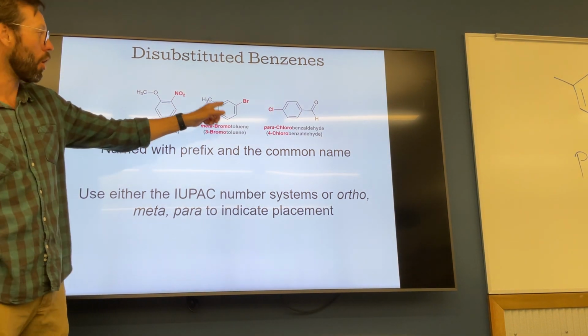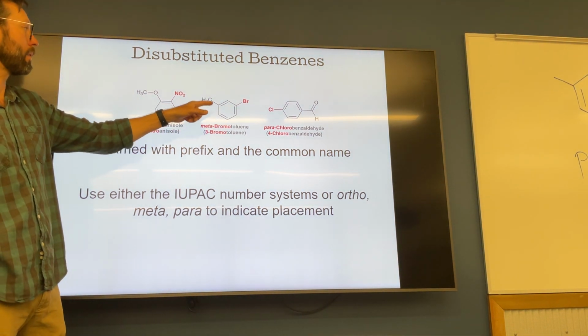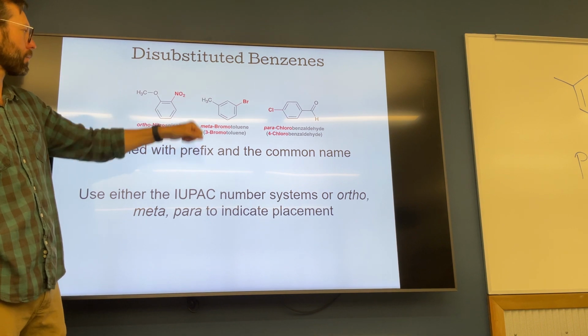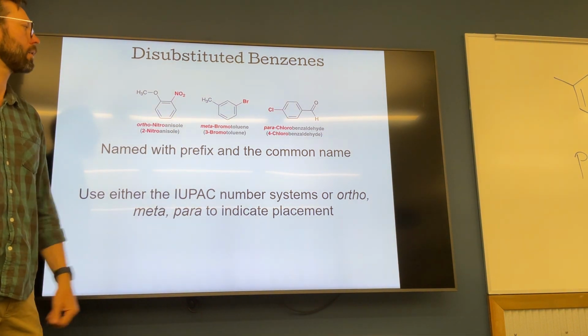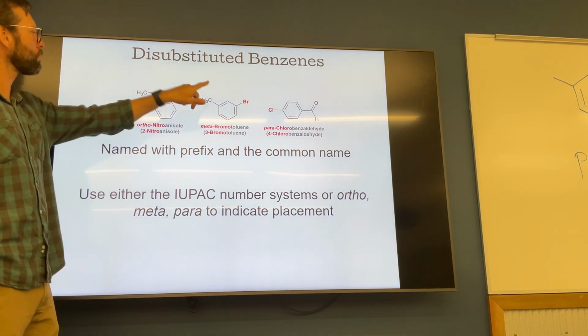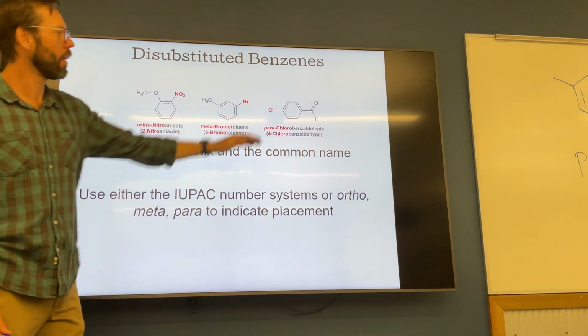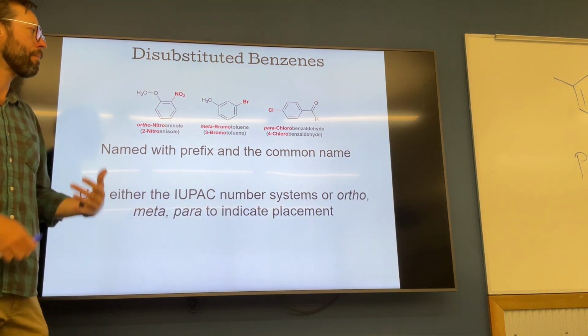Same thing here. Toluene is the benzene with a methyl group. We're adding a bromo. Bromotoluene. And they're meta in relationship, para, and so forth.